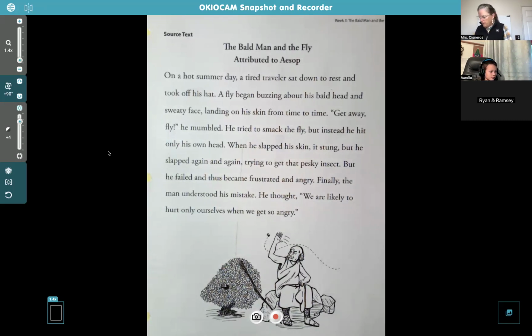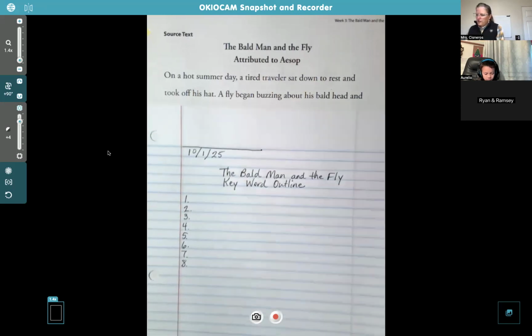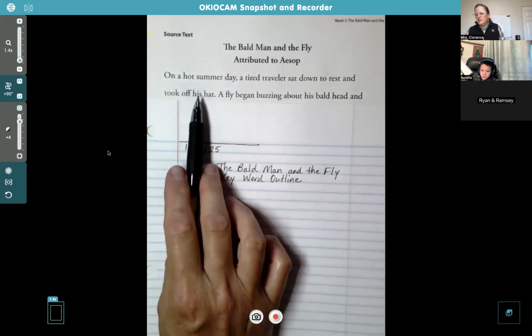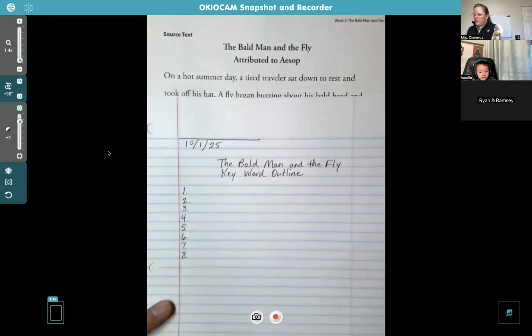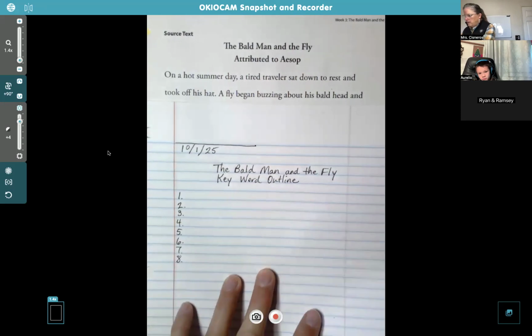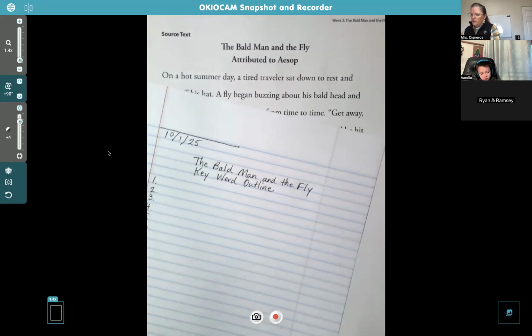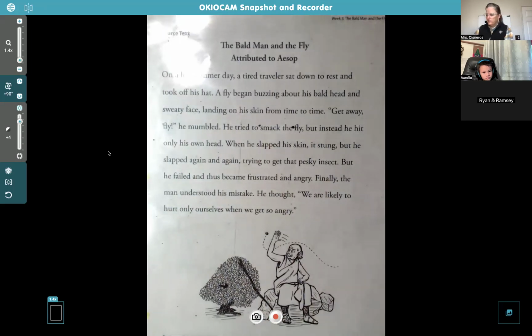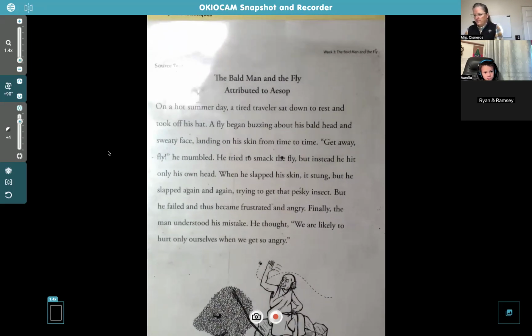All right, let's look at the first sentence. Raishan, are you there? Can you hear me okay? Yeah. Okay, so the first sentence, I'm going to have Raishan look at that. We're going to find the key words in the first sentence and then put them on our outline. So what are some key words, Raishan, in the very first sentence of this story? Uh, what are keywords again? Good question. Those are the most important words of the sentence. So look for the most important words.